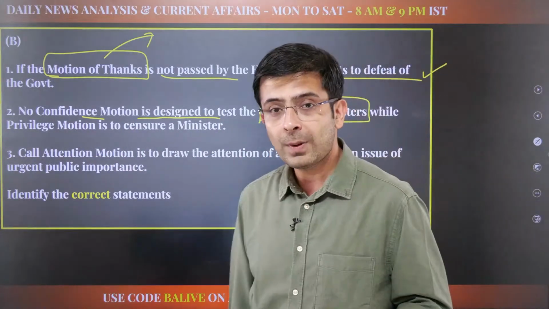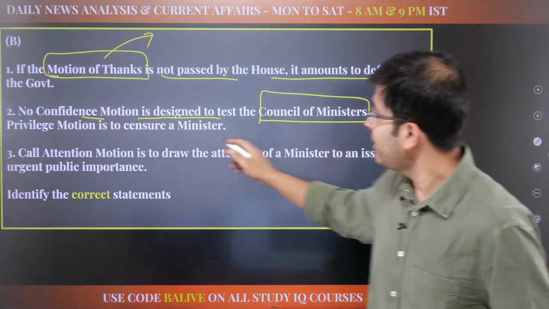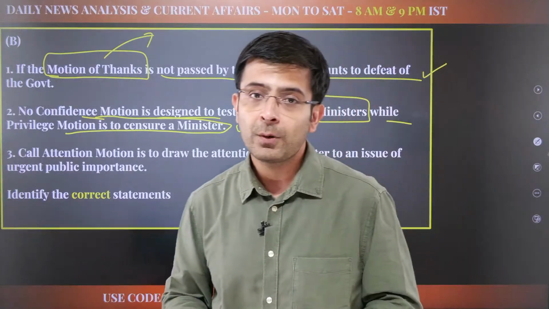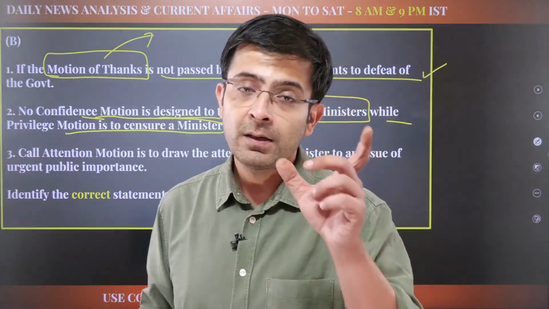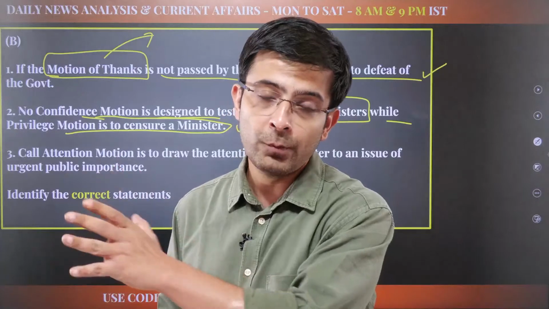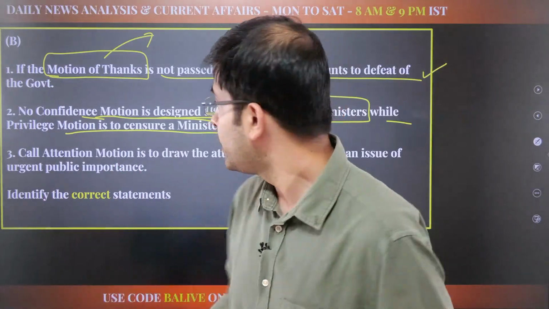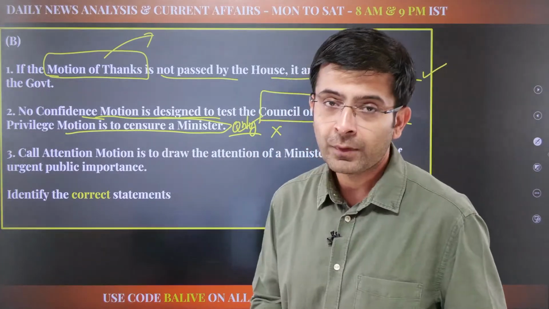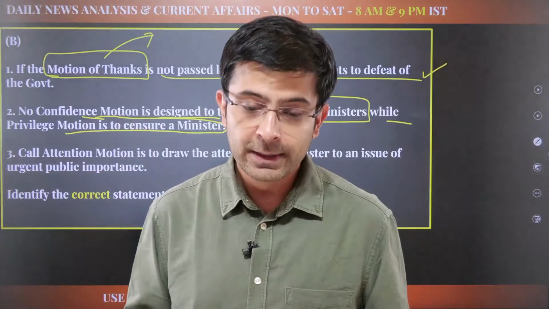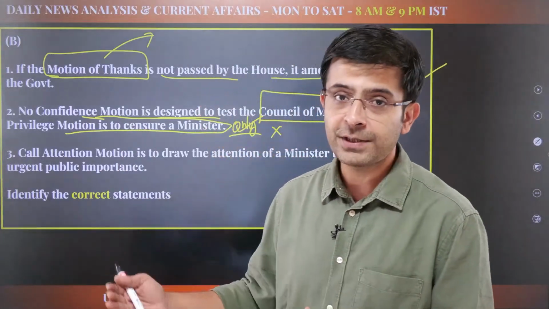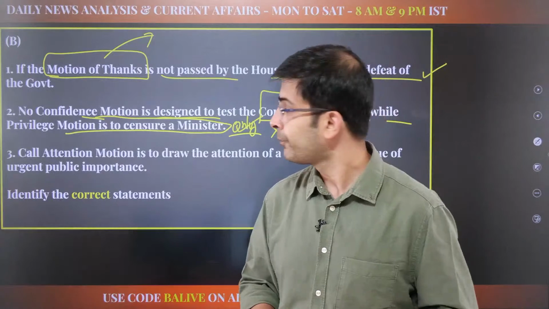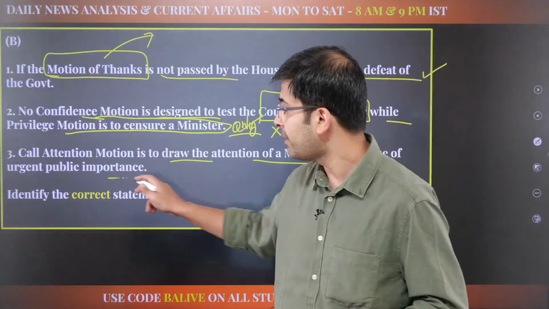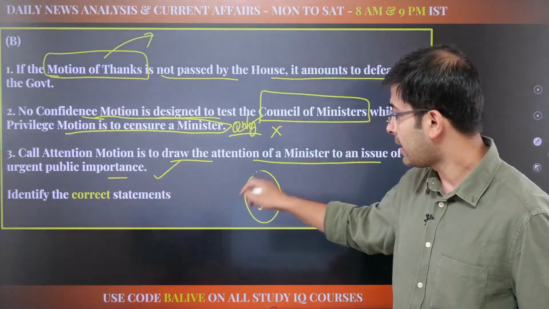Okay. Rule 178. While privilege motion is to censure a minister. Well, again, this is correct, but only partly correct. Because privilege motion is not just for the minister only, but also for a group of ministers or a set of ministers. So if this particular question had only this, then this would have become incorrect. All right. However, in this current form, it is correct. Privilege of the house has been breached by a minister. You can censure him. All right. Call attention motion is to draw the attention of a minister to an issue of urgent public importance. Correct. All three are correct here.